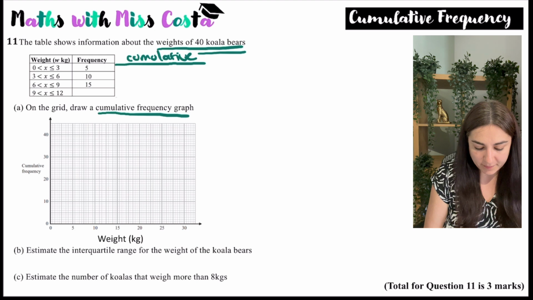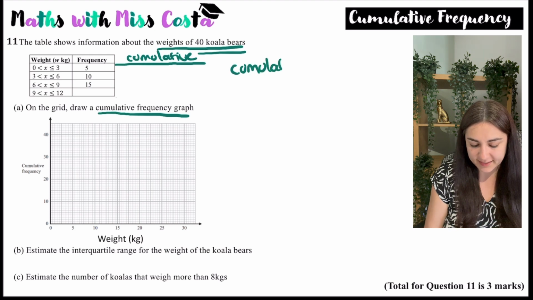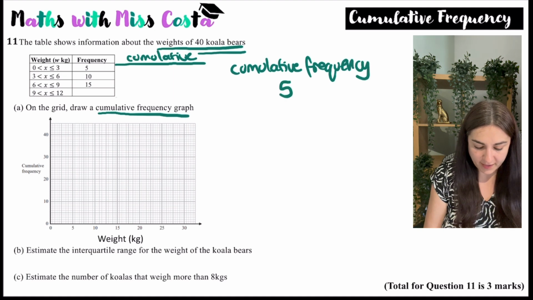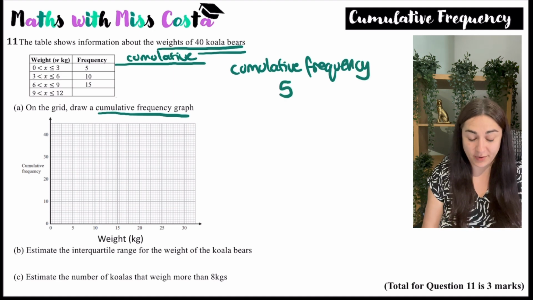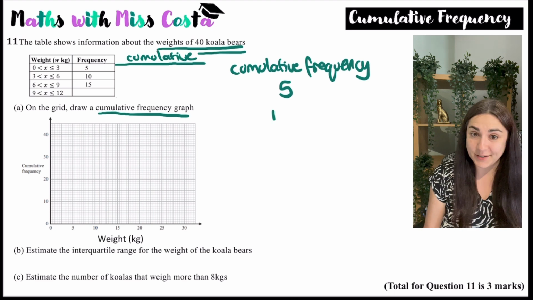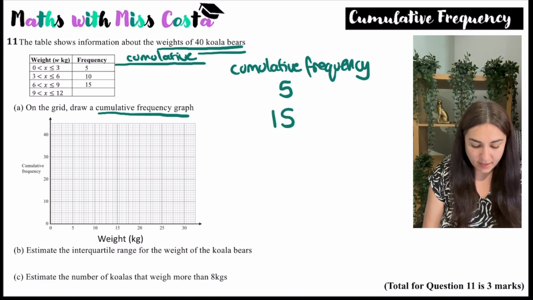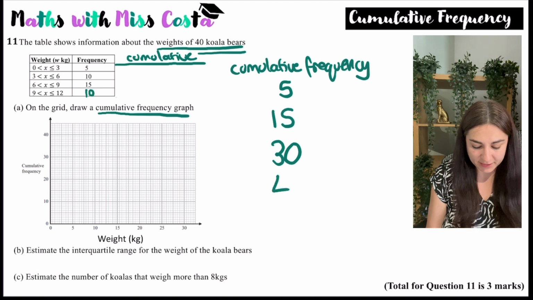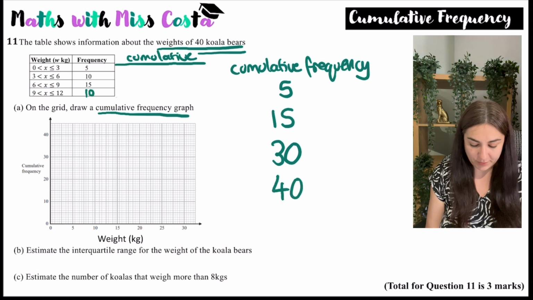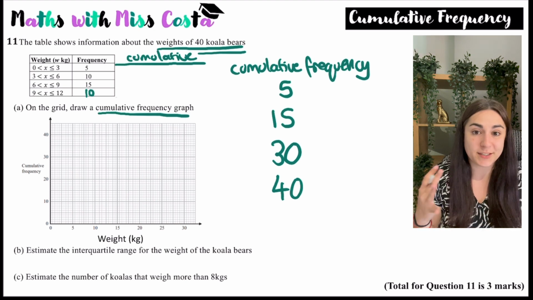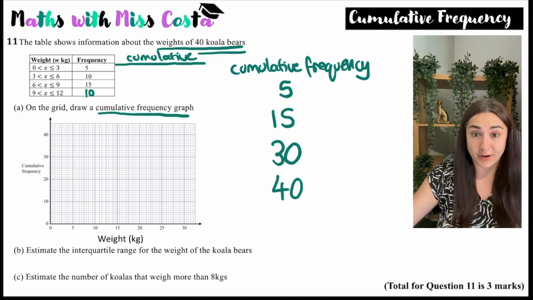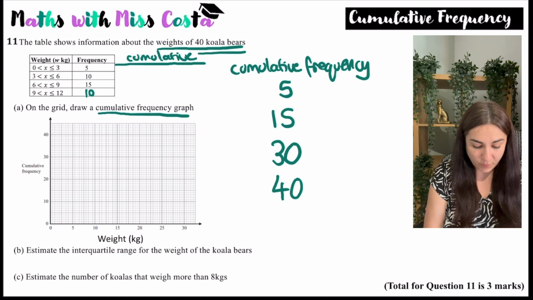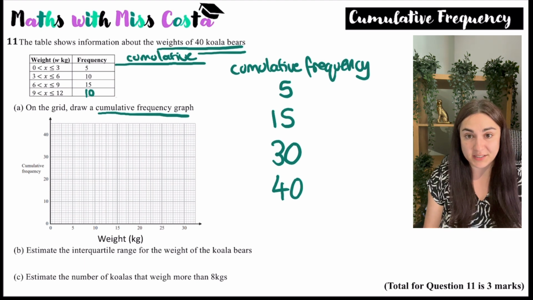So there are 5 koala bears. And actually, I'm just going to write it here so that it's a bit bigger because that's quite small. So the cumulative frequency is going to be 5 to begin with, because there are 5 bears between 0 and 3 kilograms. And then I add on 10, so that would be 15. And then I add on another 15, so that would be 30. And I know that there are 40 koala bears in total, therefore this must be 10. So my final cumulative frequency would be 40. Cumulative frequency just means the running total, so you just add on everything that's come so far, because in total, I'm saying that between 0 and 12 kilograms, there are 40 koala bears.